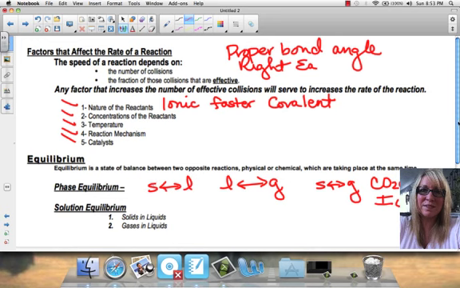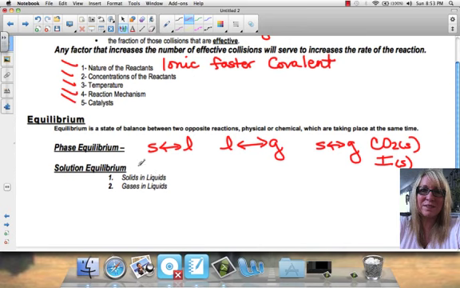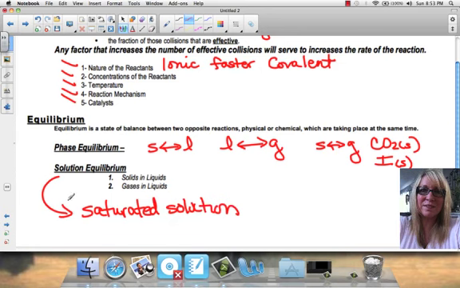And then we have solution equilibrium, solids in liquids and liquids in gases. And solution equilibrium happens when you have a saturated solution. And that's important that you know that. Solution equilibrium is represented by a saturated solution, and that's when the dissolving rate is equal to the crystallization rate.